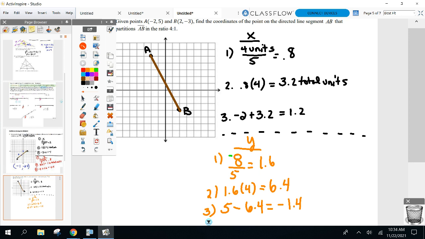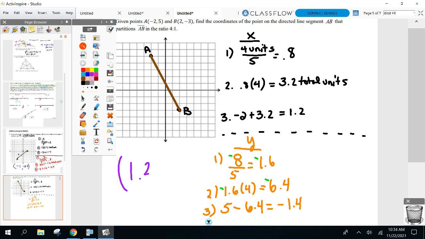Watch how it would have affected the problem. What's your 1.6 going to be now? Negative 1.6. What would have been your 6.4? And what would you end up doing? Adding negative 6.4 or just subtracting it? Yes. So if that helps you out at the beginning that you're going down, make the distance negative.